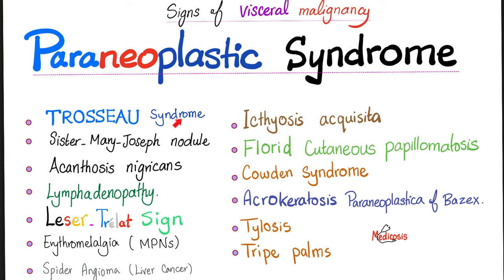Do we have other examples of paraneoplastic syndromes in patients with visceral malignancies? Yeah, Trousseau syndrome, which is the migratory superficial thrombophlebitis, Sister Mary Joseph nodule, acanthosis nigricans, lymphadenopathy, Leser-Trélat sign, erythromelalgia, which we have talked about in my video on polycythemia vera, which is a myeloproliferative neoplasm. Spider angioma could be a sign of an underlying malignancy. Ichthyosis acquisita, florid cutaneous papillomatosis, Cowden syndrome, acrokeratosis paraneoplastica of Bazex, tylosis, and tripe palms.